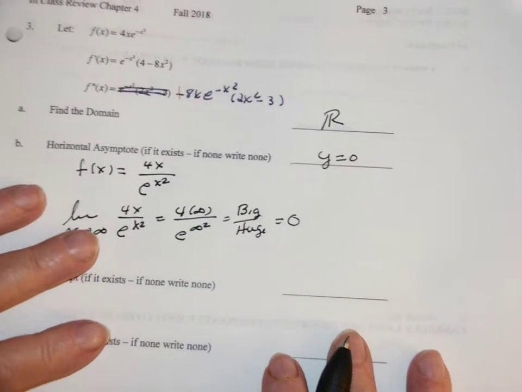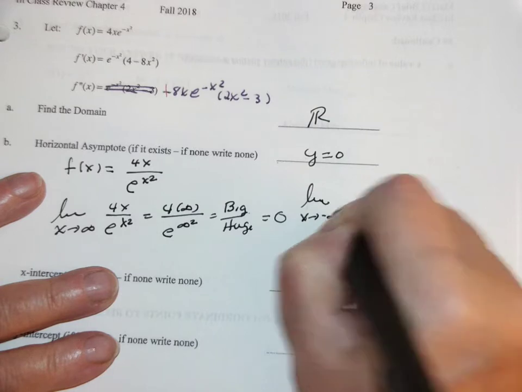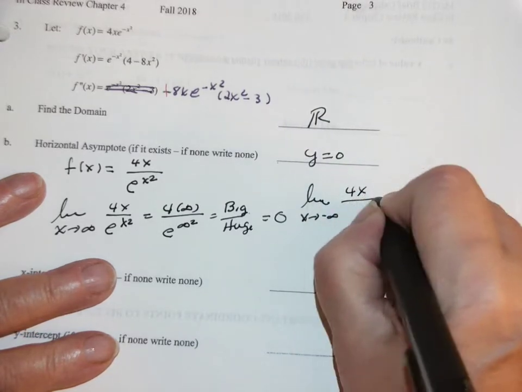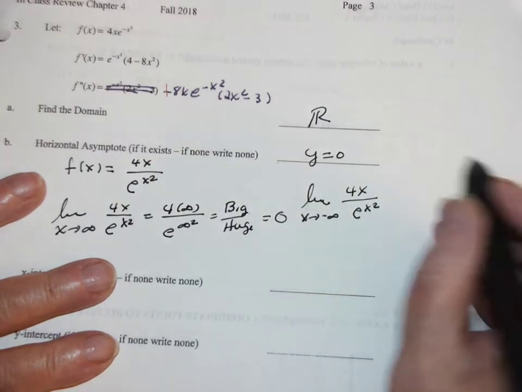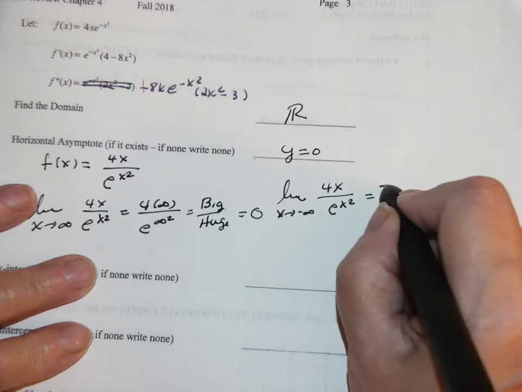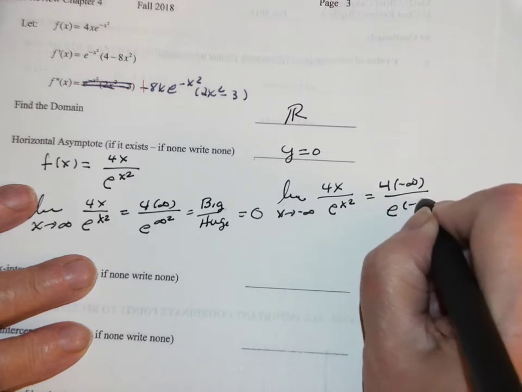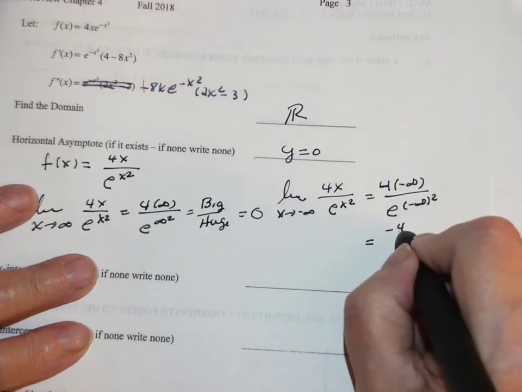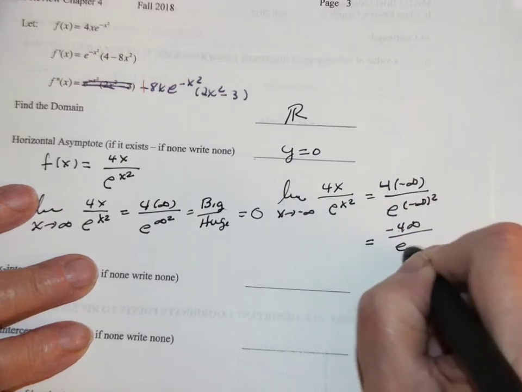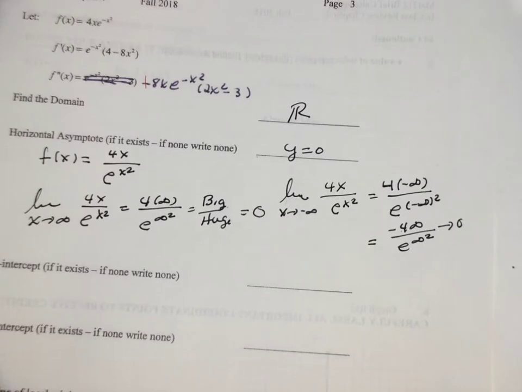And if I go to negative infinity of 4x over e to the x squared, this is going to turn out to be 4 times negative infinity all over e to the negative infinity squared, which is negative 4 times infinity over e to the infinity squared. Again, it's big over huge. This is also going to go to 0. So I have one horizontal asymptote, and that's y equals 0.